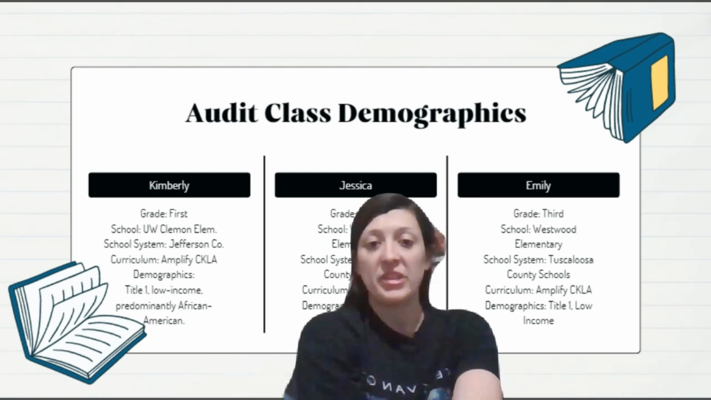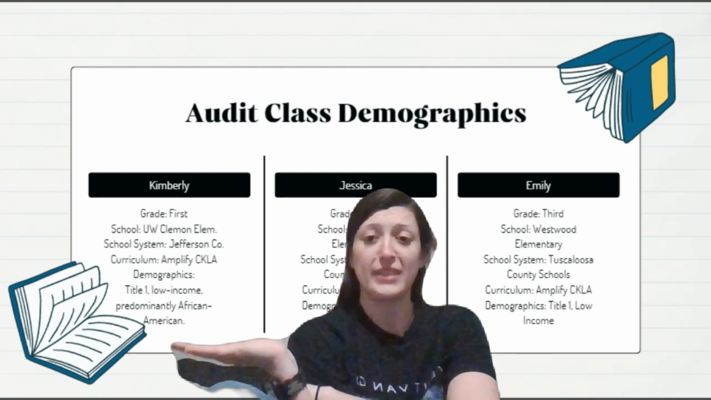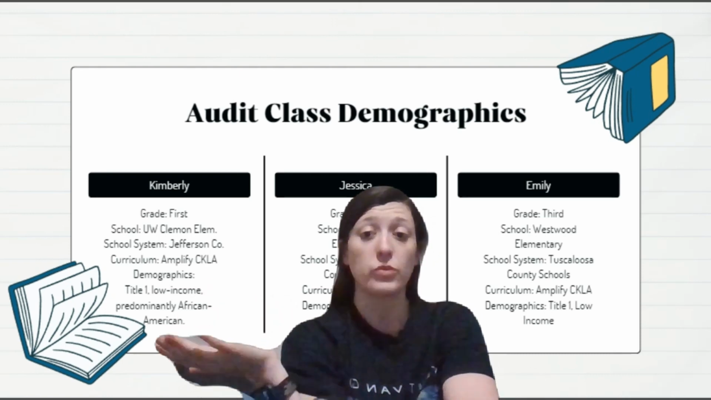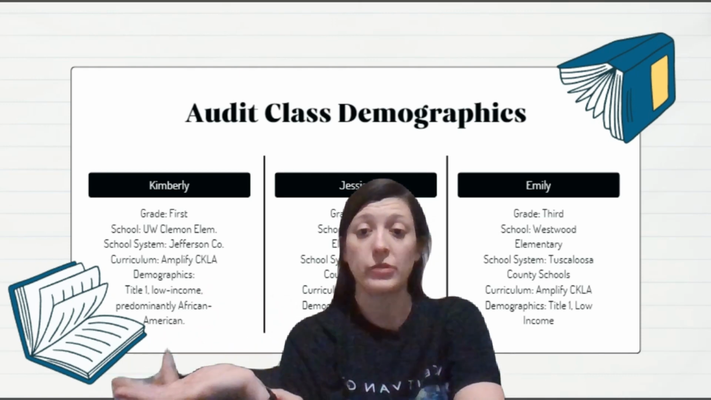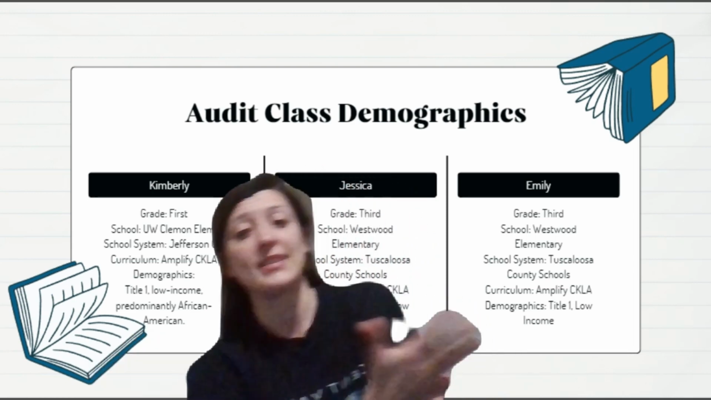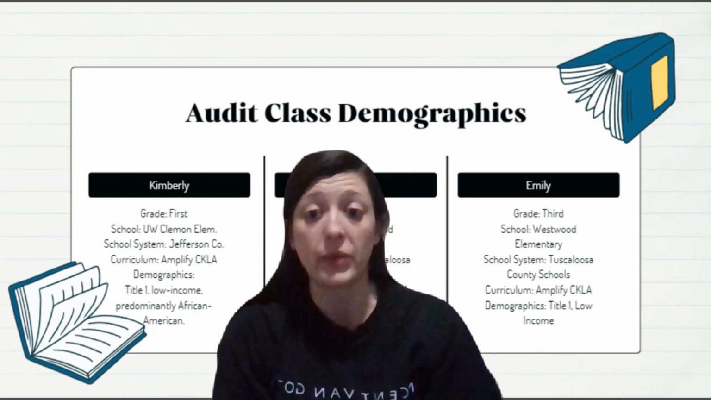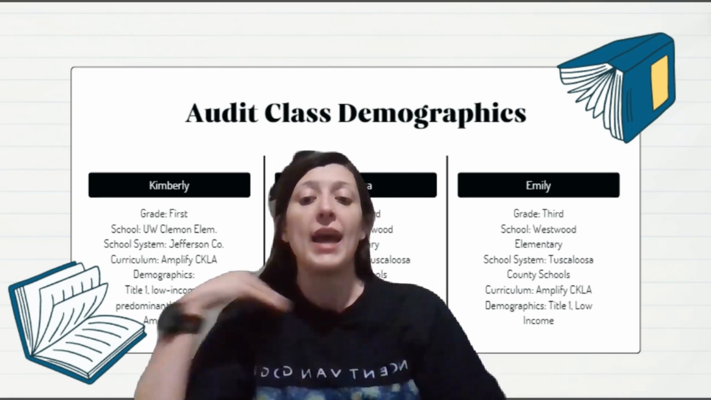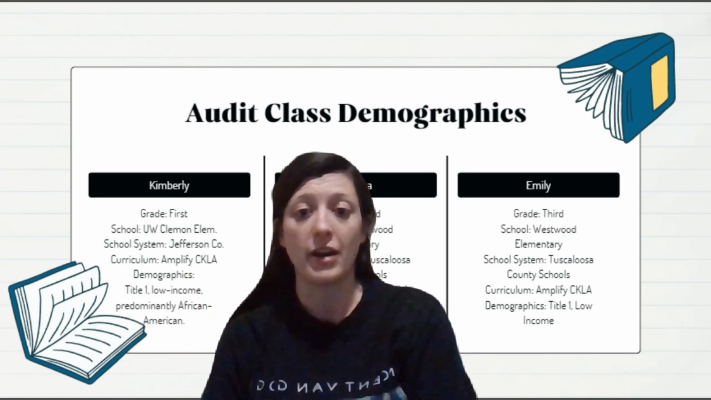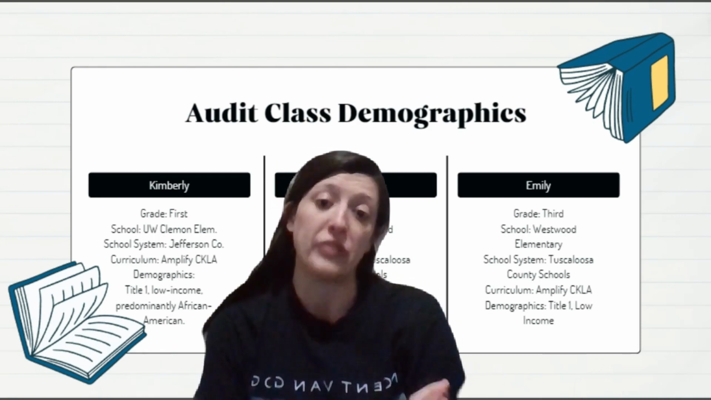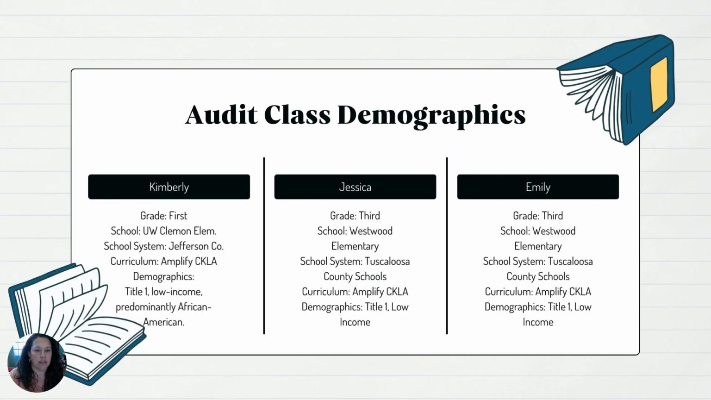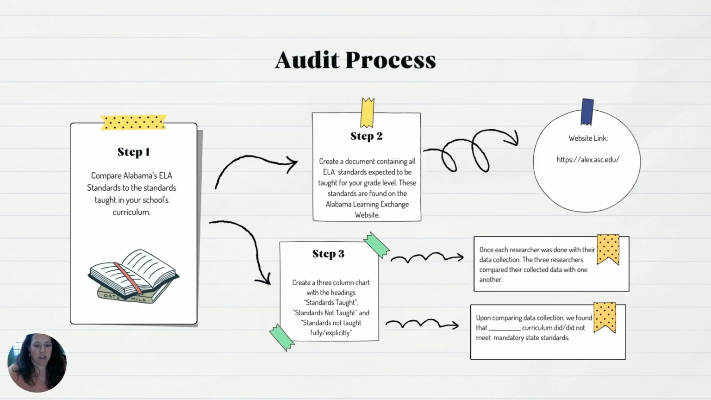When looking at the class demographics, my demographics are first grade, Jefferson County school system, W. Clement Elementary School. We use Amplify CKLA, as do Jessica and Emily. The demographics for all three of our schools were Title I low income areas. However, mine was a little different, as my school is predominantly African American, and those that are not are generally Hispanic students. This is my demographics. I work at Westwood. It's a Title I school, Tuscaloosa County, and we use Reading Amplify or CKLA to teach reading and ELA standards.